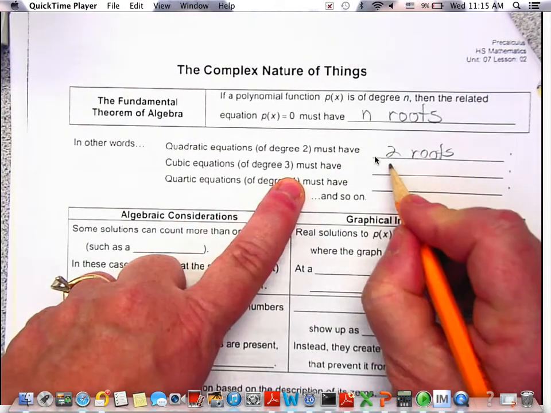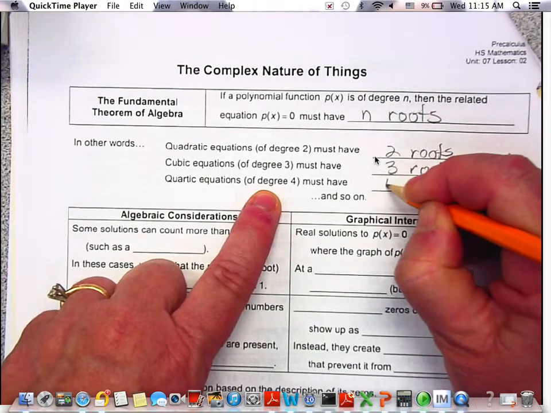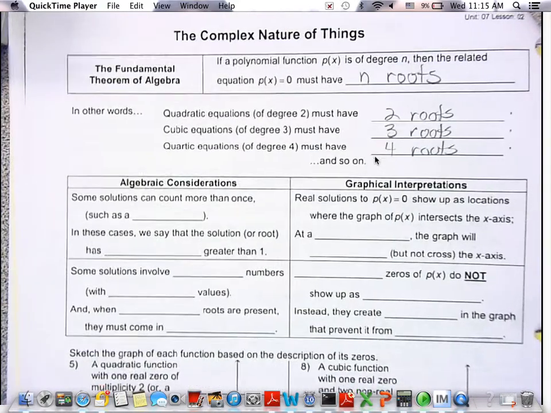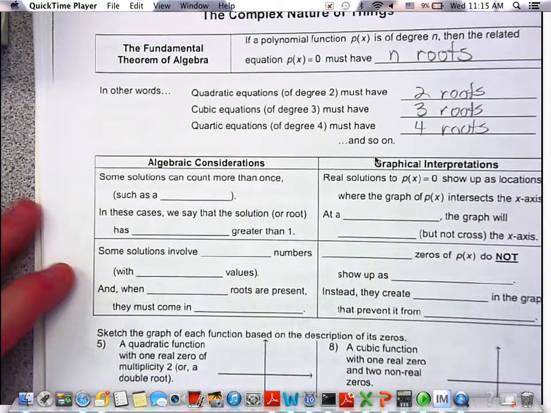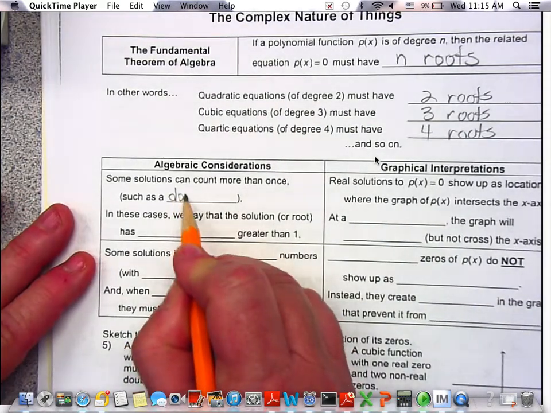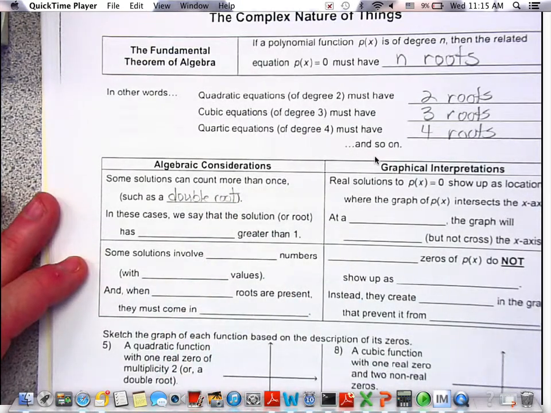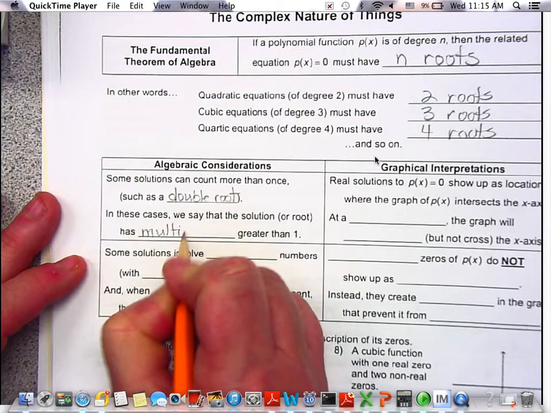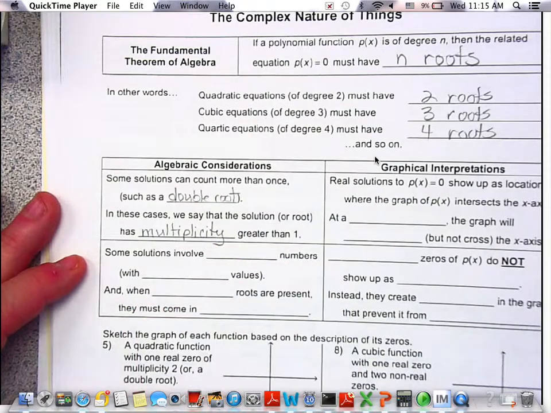Cubics have to have 3, quartics have to have 4. There you go. Okay, some solutions can count more than once, such as a double root. In these cases, we say that the solution or root has a multiplicity greater than 1. Multiplicity.